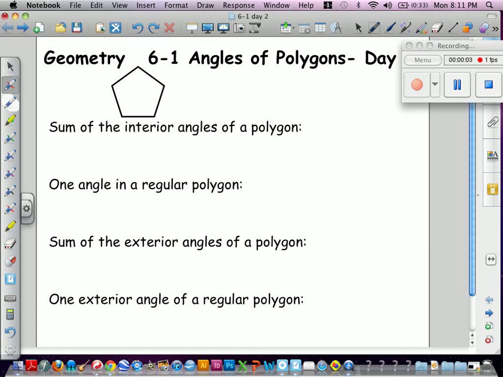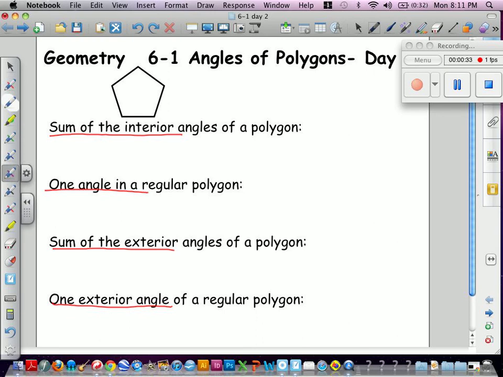Hello, geometry students. Yesterday when you were in class, you analyzed a number of polygons and came up with some formulas for the sum of the interior angles of a polygon, how to find one angle of a regular polygon, how to calculate the sum of the exterior angles of a polygon, and how to find one exterior angle of a regular polygon. Let's review those formulas that you learned yesterday.